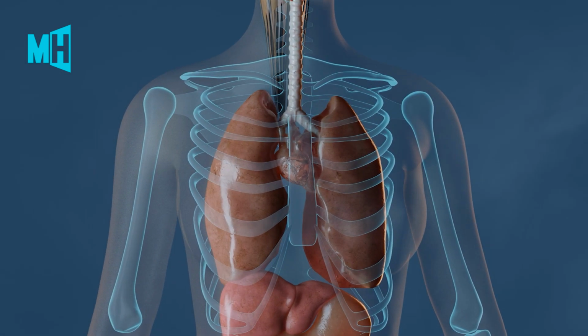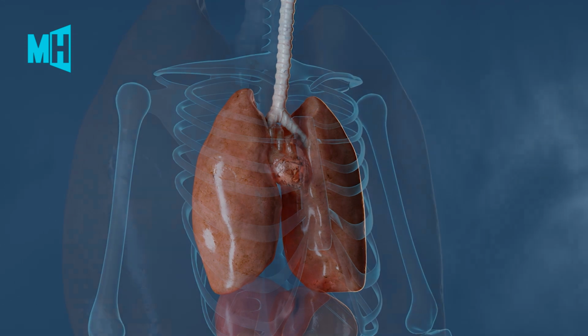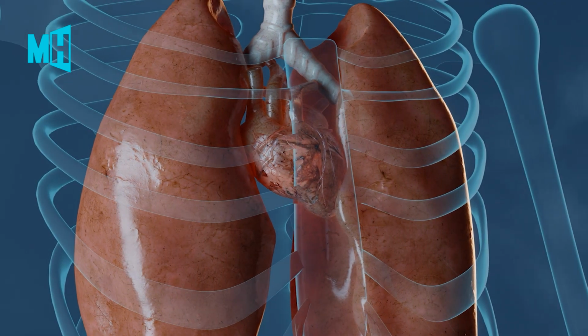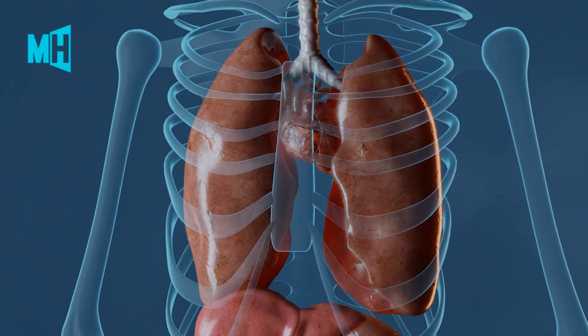Lungs are made up of areas called lobes. Your right lung has 3 lobes and your left has 2. Your left lung is smaller than your right because it shares that side of chest with your heart.